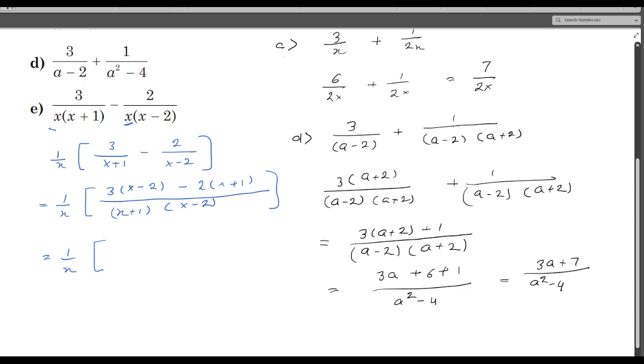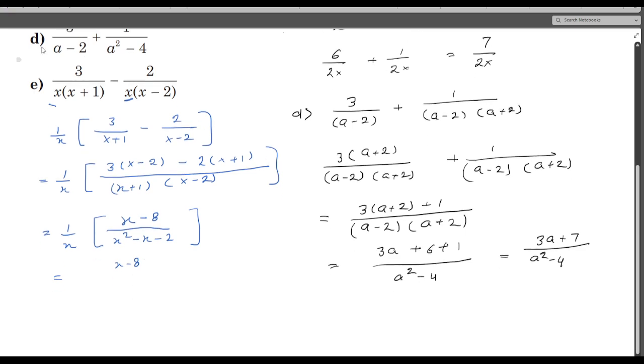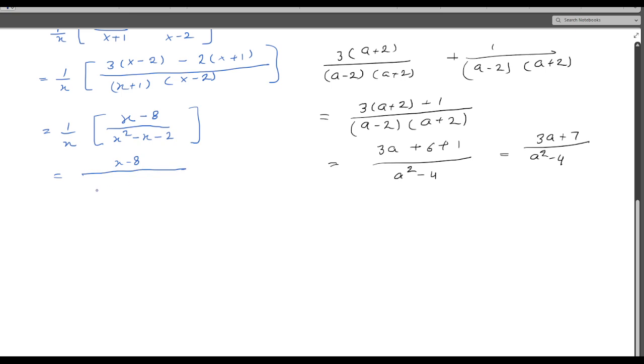Now numerator is 3x minus 2x, 3x minus 2x is x, and here it is 3 times 2 is 6, so minus 6 minus 2, minus 6 minus 2 is minus 8, and denominator is x plus 1 times x minus 2. So either I will keep as it is, or I will write this as x square minus 2x plus x is minus x minus 2. So your denominator is x square minus x minus 2. Finally, you can say that x minus 8 in the numerator, and your denominator is x times x square minus x minus 2.